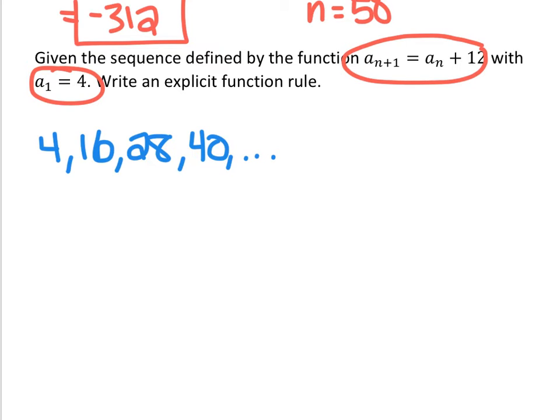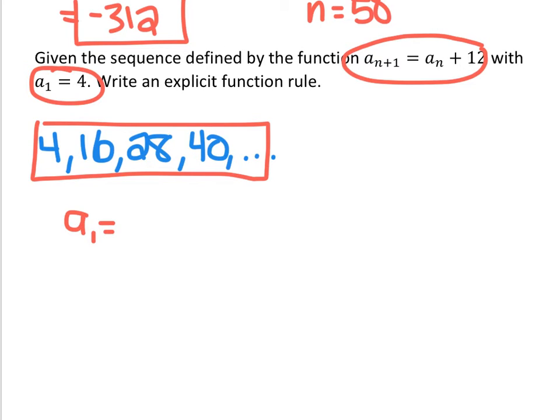So write an explicit function rule. Now that we have our sequence, everything's the same. We can use this sequence to write our explicit function. So what's our first term? 4. What's our d? 12. To go from here to here, you add 12. Same with the rest. And we're not looking for a specific n.